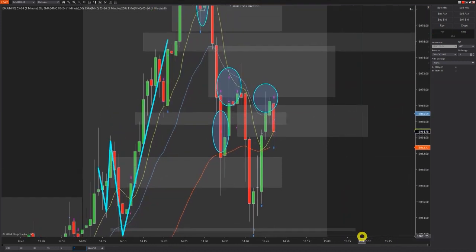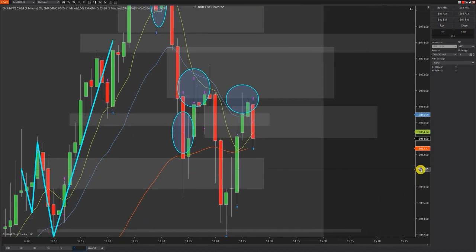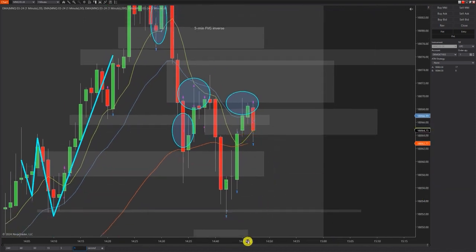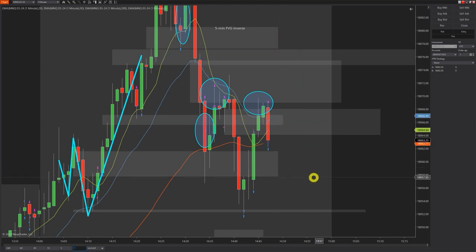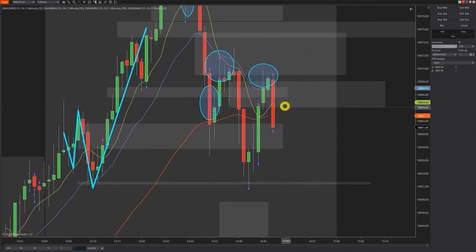I put it so close to the entry point because I started turning red. I wish it would have went down real strong. If it would have went down real strong, we'd still be in this trade. I'd be in this trade profitably.